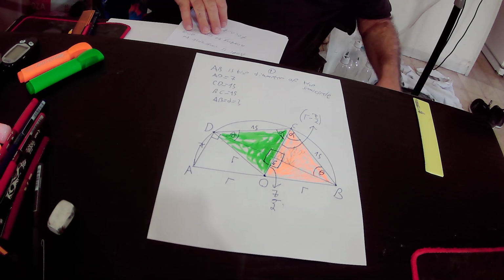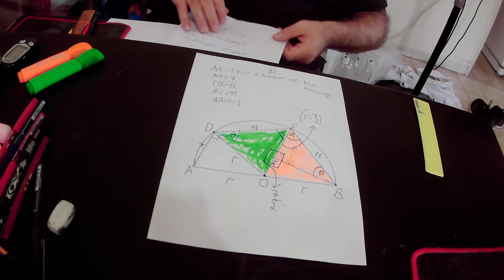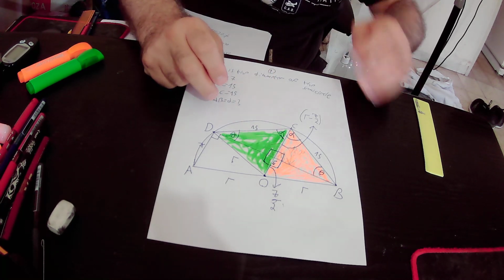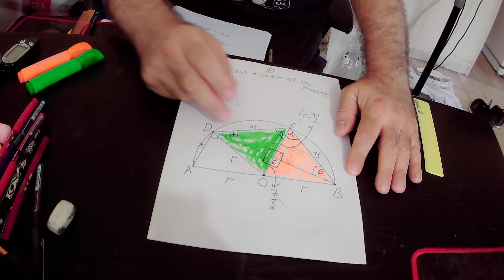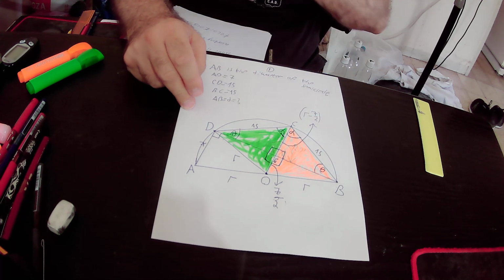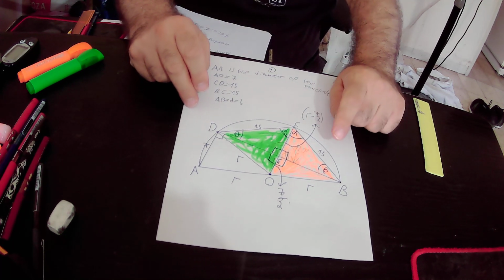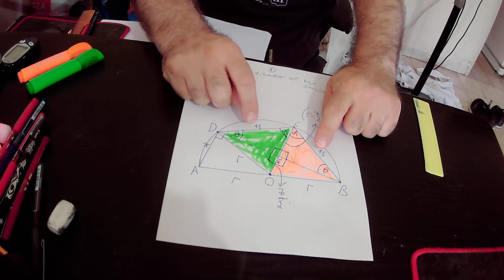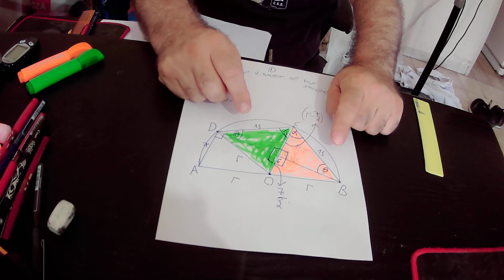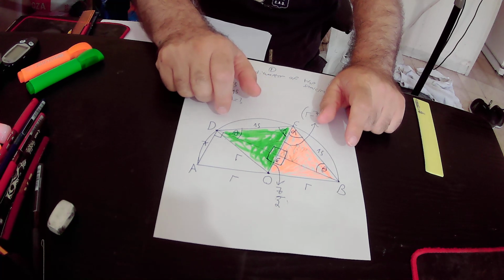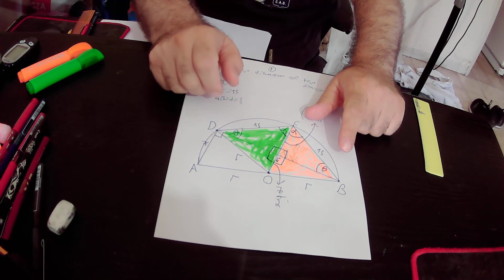Okay, then we defined the center of the circle as point O, and then we connected points O and C by a straight line, and we also connected points O and D by a straight line, and then we focused on the green triangle and on the orange triangle. On those two triangles, side TC of the green triangle is equal to side CB of the orange triangle.